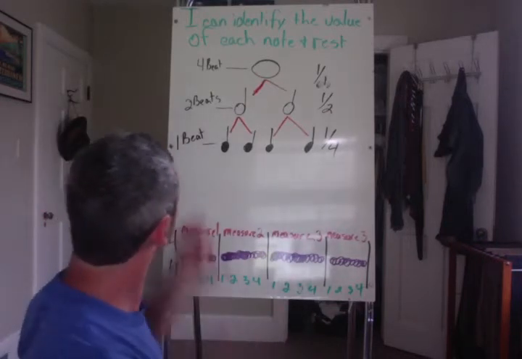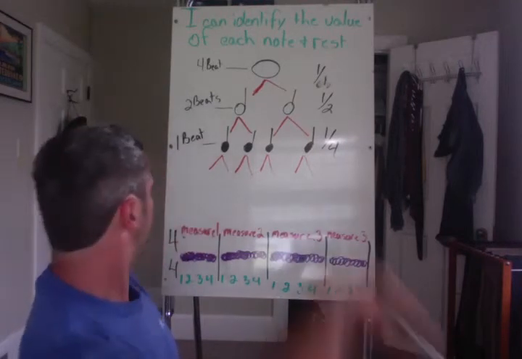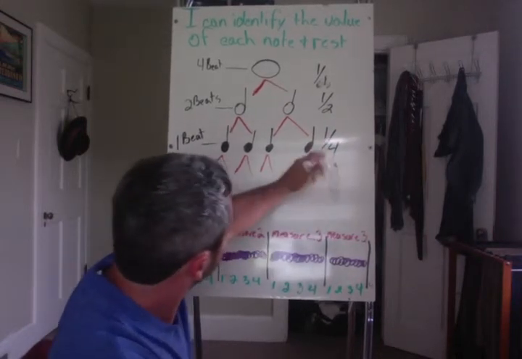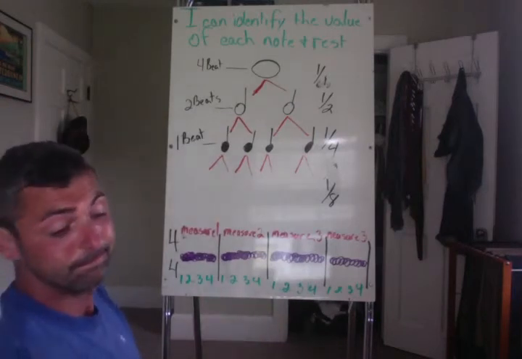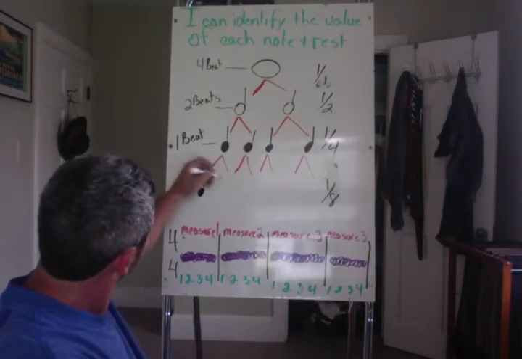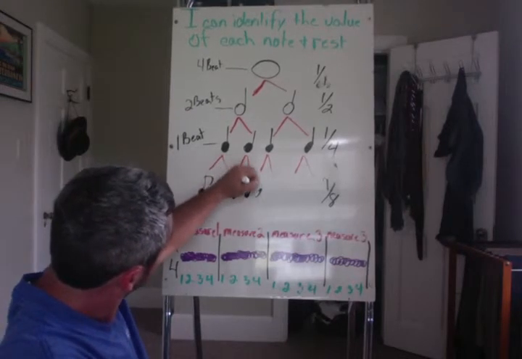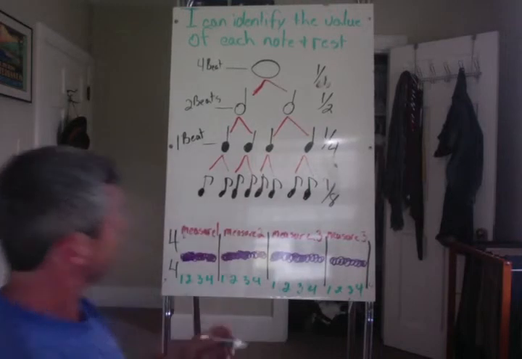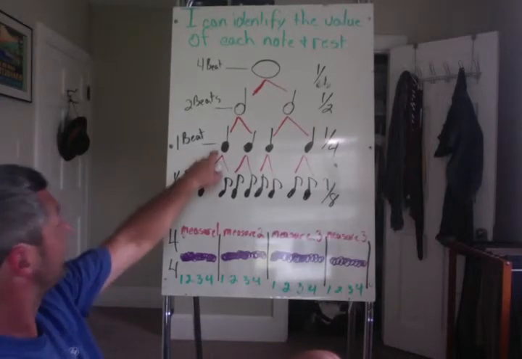Now, let's split up the quarter notes. Well, if we keep on going with the pattern, we get 1/8. Here's our 8th note. I think it's half a beat, so it takes 2 of these to make 1 beat.